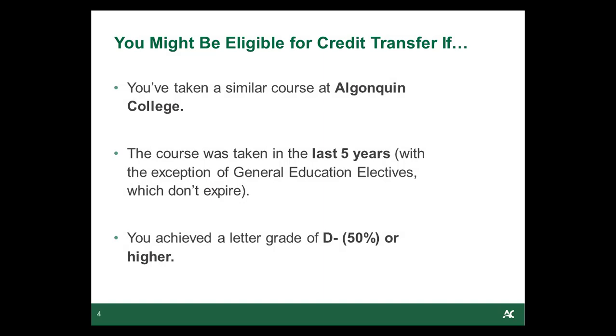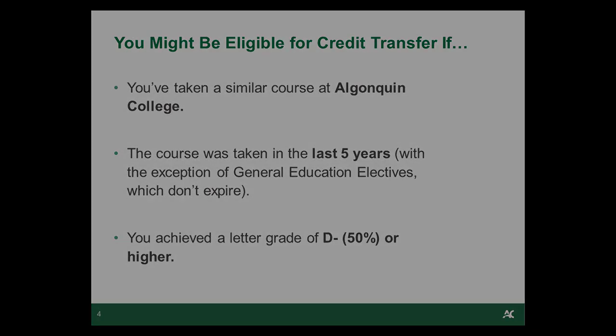Credit transfers, also often called exemptions, recognize your previous academic experience and provide credit for courses in your Algonquin College program. If you've taken a course at Algonquin College in the last 5 years and received a 50% or higher, you might be eligible to receive an internal credit transfer.